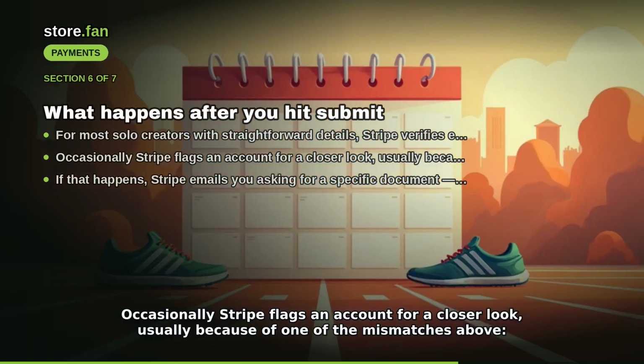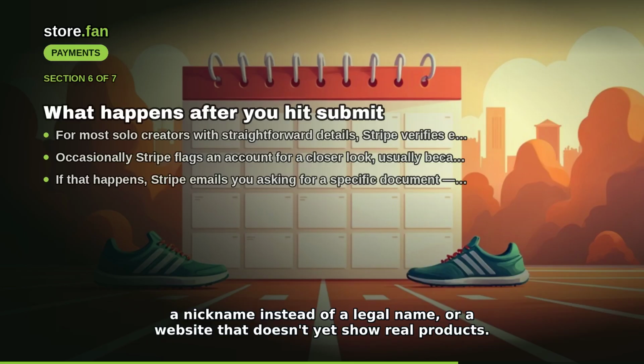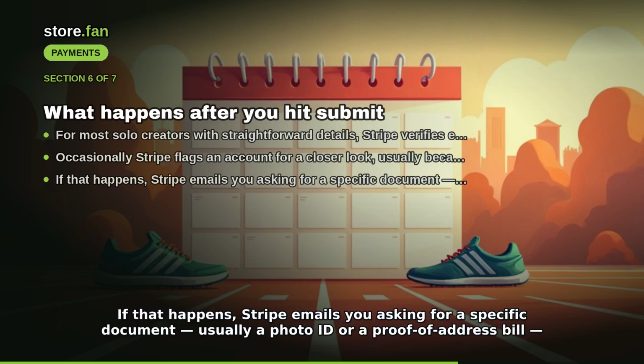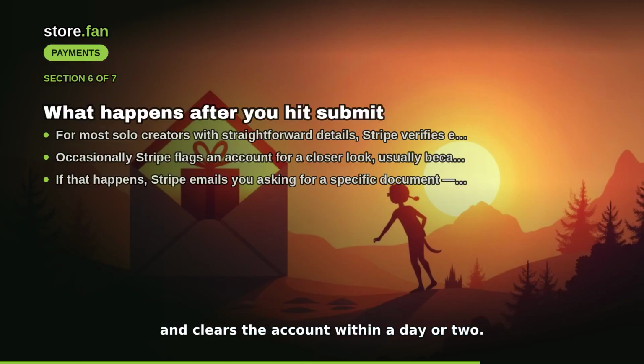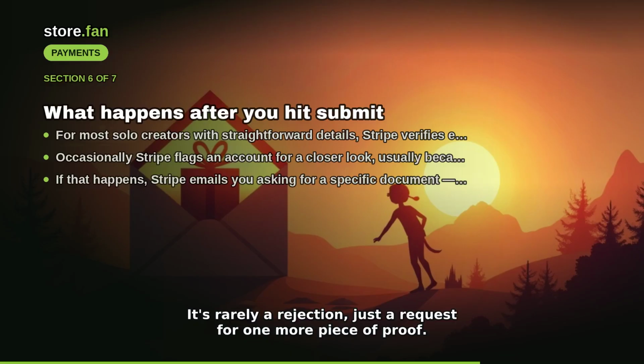Occasionally, Stripe flags an account for a closer look, usually because of one of the mismatches above, a nickname instead of a legal name, or a website that doesn't yet show real products. If that happens, Stripe emails you asking for a specific document, usually a photo ID or a proof of address bill, and clears the account within a day or two. It's rarely a rejection, just a request for one more piece of proof.